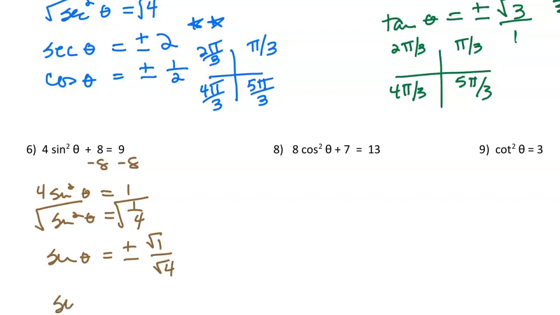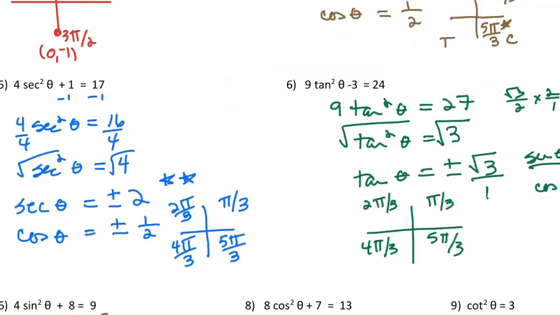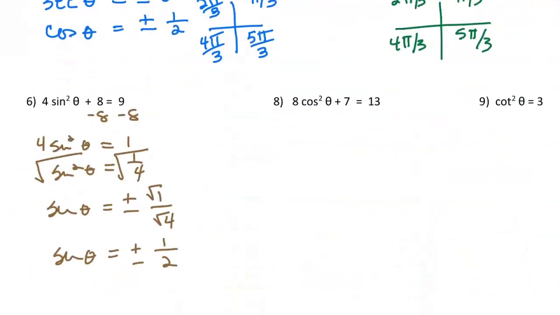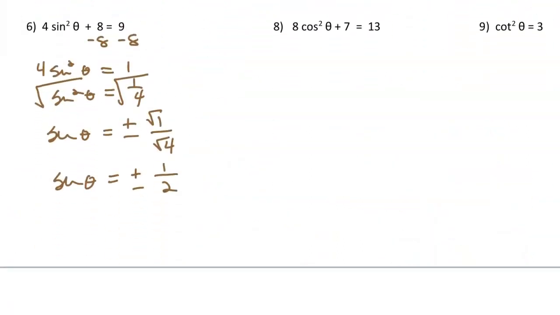Now, radical 4 is a perfect square. So this is becoming plus and minus 1 over 2. Okay, so where is sine 1/2? Sine is 1/2 at the pi over 6 angles. And again, you have to be using a unit circle when you do this.